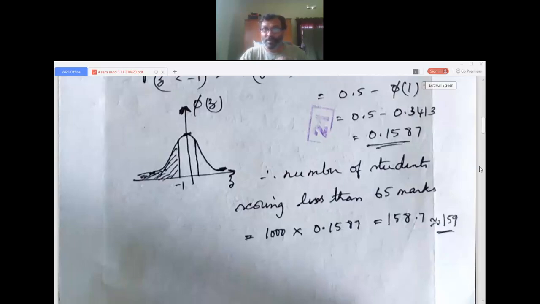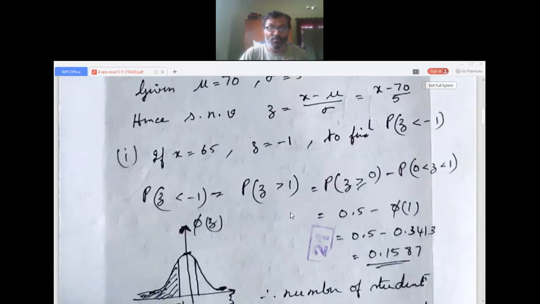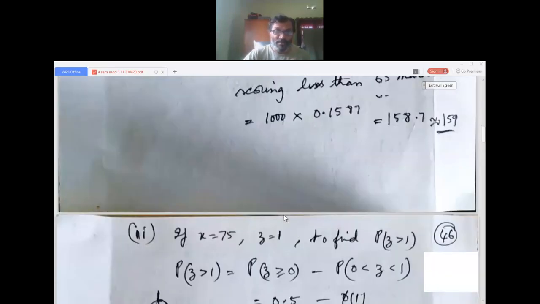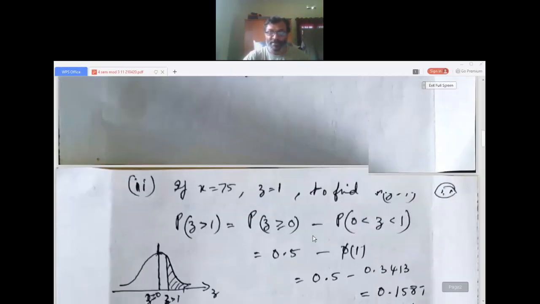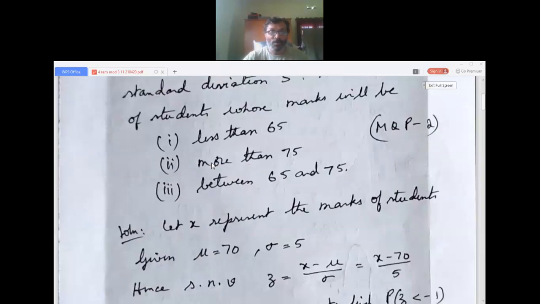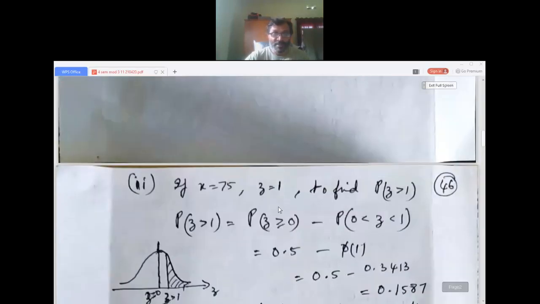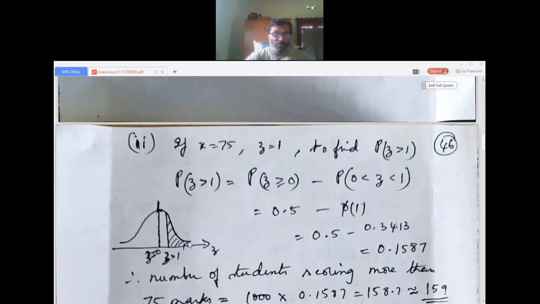Now we go to the second part of the question, that is more than 75. When x equals 75, the standard normal variate is 75 minus 70, which is 5, and sigma is 5, so 5 by 5 is 1. That I have written here, that is 1. Sub-question 2, more than 75, means x greater than 75, that is P of z greater than 1. You can see the shaded portion here, just like the previous problem.